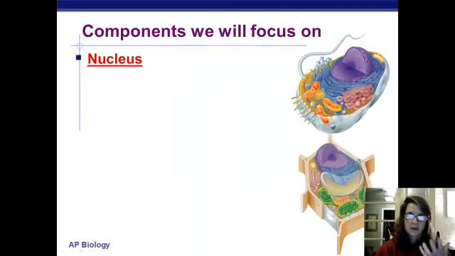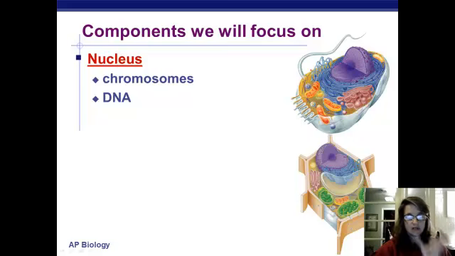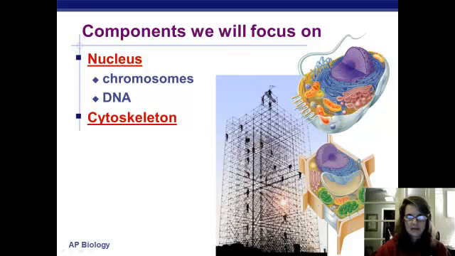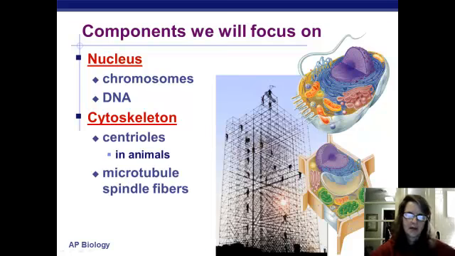Now there are some components that we are going to focus on. In mitosis, we are focusing on the nucleus, specifically the division of the replicated chromosomes, the replicated DNA, and that nuclear membrane. And we're also going to talk about the cytoskeleton, which is something we have not talked about a whole lot. But the cytoskeleton are the support structures and the structures that move things around in a cell.